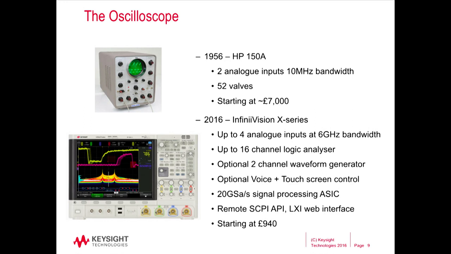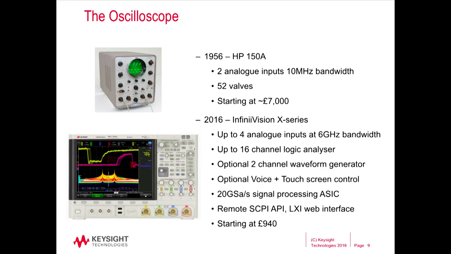So I mentioned there was an oscilloscope, and that's the equipment that we're going to use today. The oscilloscope goes back a long way, 1934 actually, and originally it was an analog to analog device, so you would take in an analog signal and get it replayed on the cathode ray oscilloscope. At its time, you could buy 2 analog inputs at 10 megahertz for the princely sum of, index adjusted, £7,000 actually, and it had 52 valves in it.